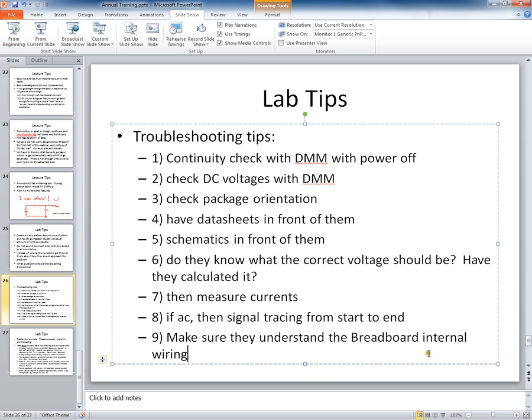Make sure they understand the breadboard's internal wiring. A lot of times they mess that up. They don't know how the breadboard is wired, so you have to train them on that. And they need to know how to use all their equipment, and they need to have good training on that.